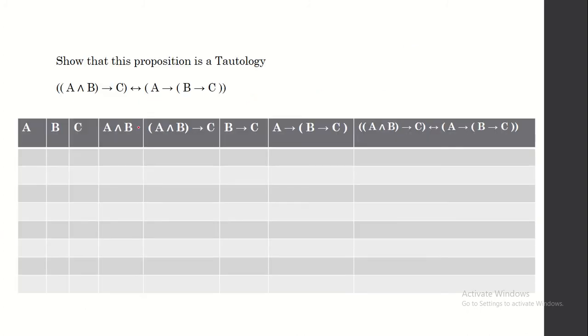So let's solve some examples. Here we have a propositional logic, which is (a and b) implies c, by conditional, a implies (b implies c). So we need to show that this is a tautology.